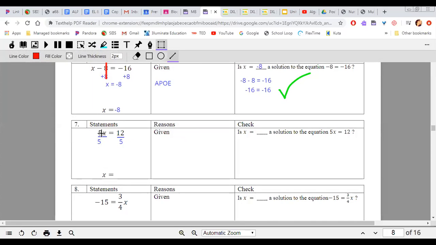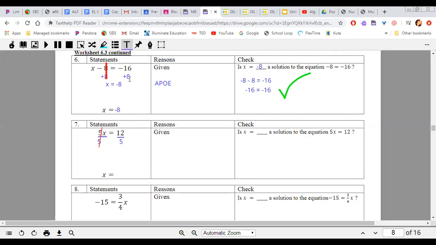All right, these two 5s cancel out, making the great big 1 factor. So I have x by itself. Can we divide 12 by 5? No. Good. And we can't simplify it either because they don't share any common factors.